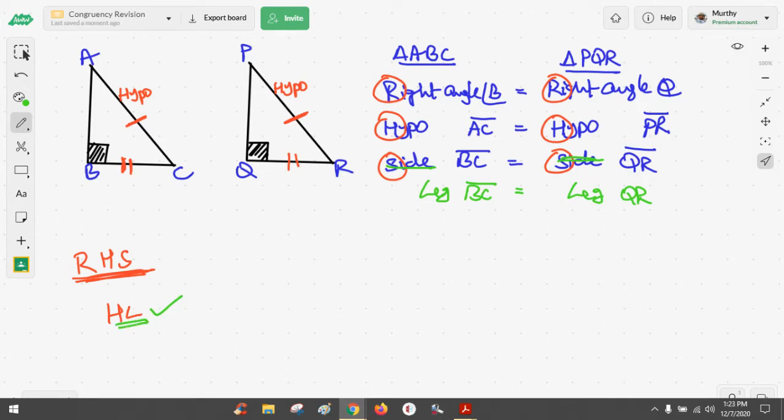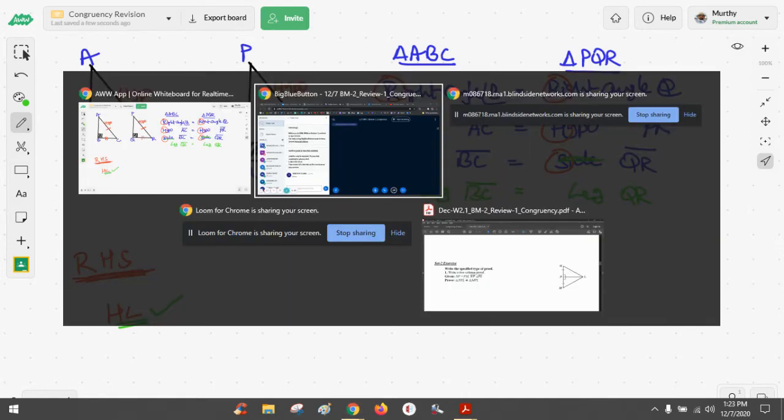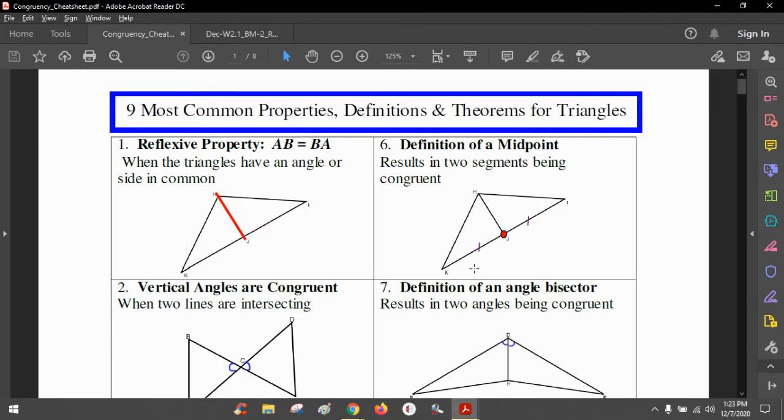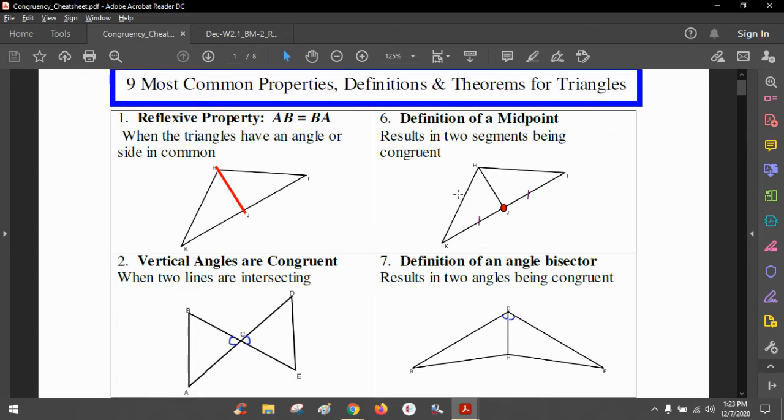Now, let me quickly jump to my worksheet and take some rules. Over a period of time, I realized that if you can understand these 9 most common properties, you will never make a mistake. Please remember, you look for the common side. Whenever two triangles are joined together, you may see something common to both triangles. That I'll explain when I take the questions.